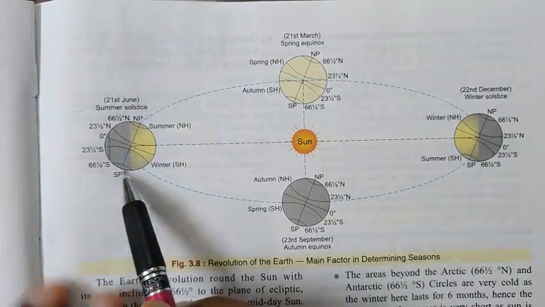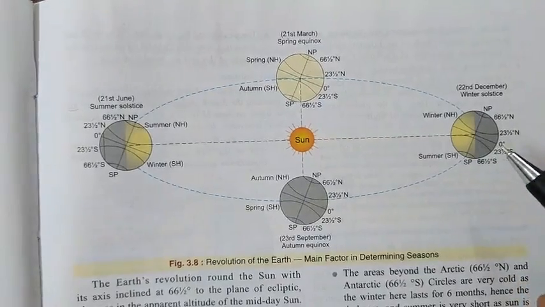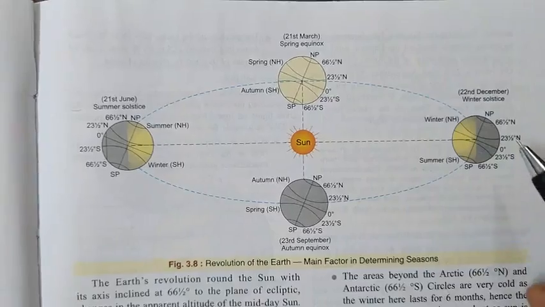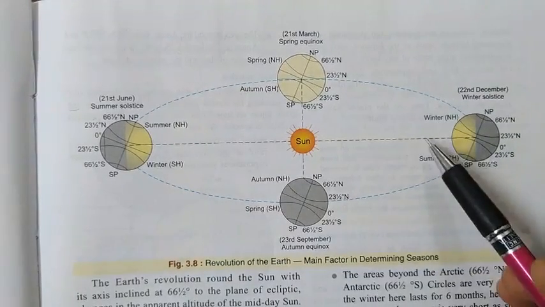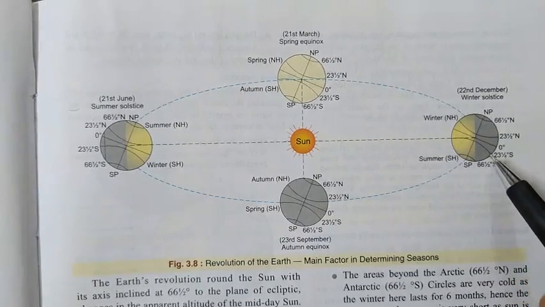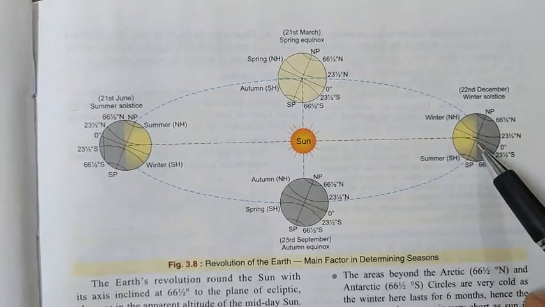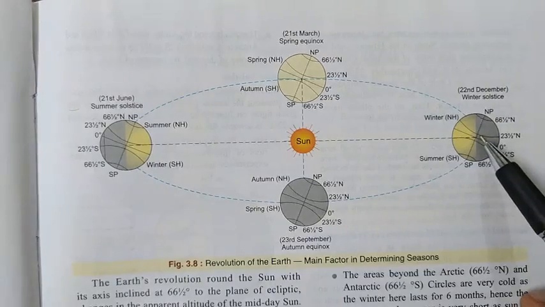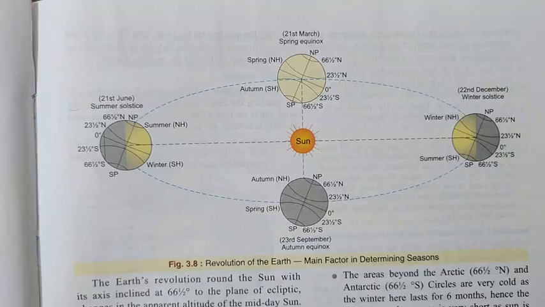Now what happens on the 22nd December? You can notice it is just the opposite. During this position, as you can see, the earth is inclined on its axis, so the sun rays now fall vertically on the Tropic of Capricorn, and so the southern hemisphere now experiences summer, while the northern hemisphere experiences winter, just the opposite, and this position is called the winter solstice.